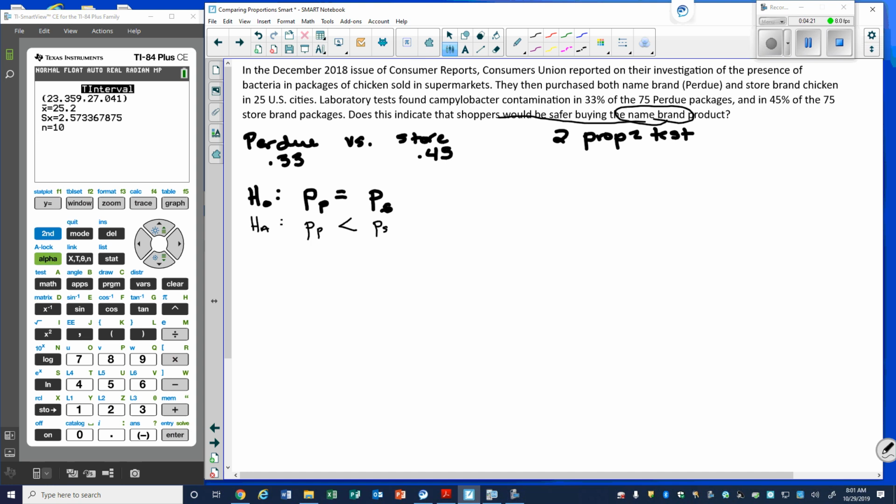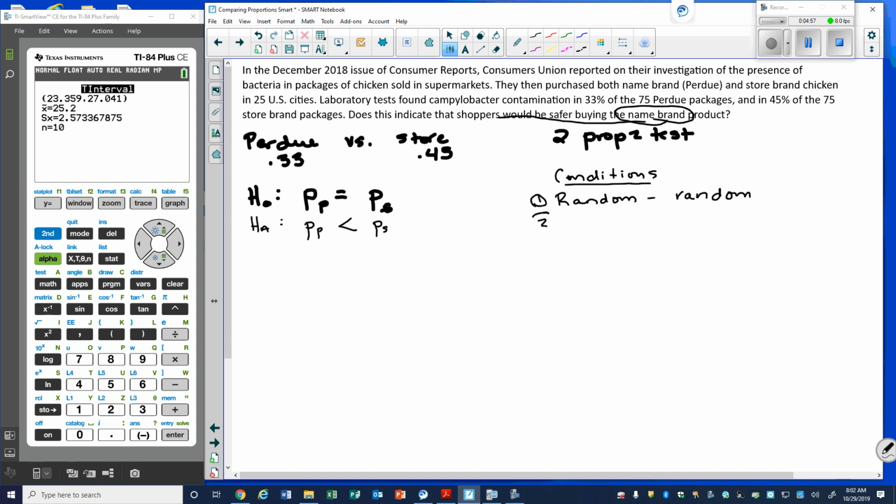Before I can run this test, I do need to check the conditions for proportions and make sure that they are met. Conditions for proportions, remember, are that we have to have a random sample or randomized treatment in some way. This does not indicate to me that it's random. I'm going to assume that it is representative, and that they did it randomly. Of course, you won't have to make any assumptions because you are doing your own study and you will make sure that yours is random.